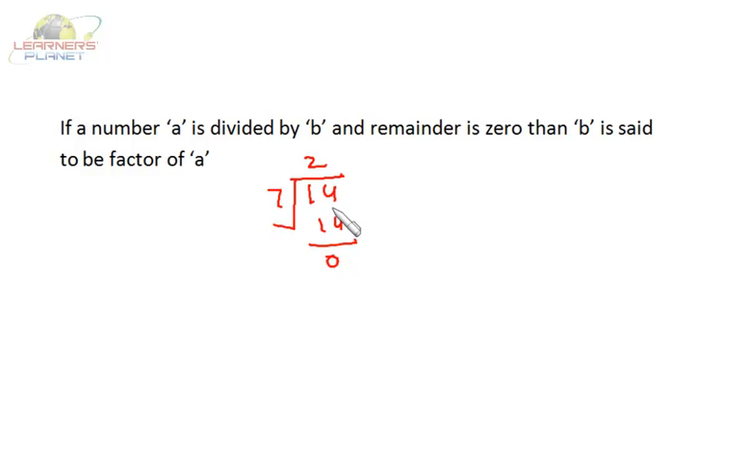Okay, and if we don't get the remainder as 0, that means this number is not the factor of this number. Okay, just take one more example. Suppose I divide 15 by 4. Okay, so 4 3s are 12. I get the remainder as 3. That means the remainder is not 0. That means 4 is not the factor of 15.